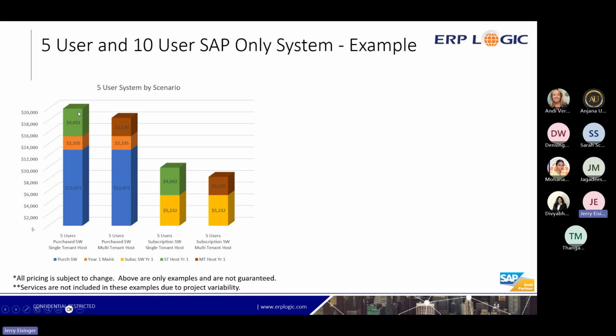So essentially, the 1-year cost for a 5-user system in this scenario is roughly about $19,000 in the first year.